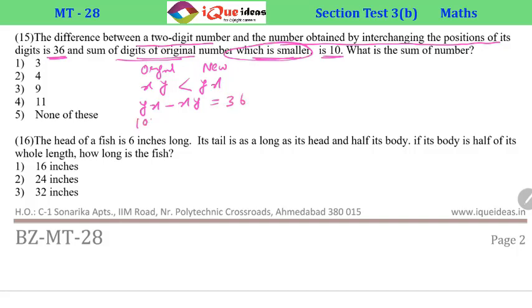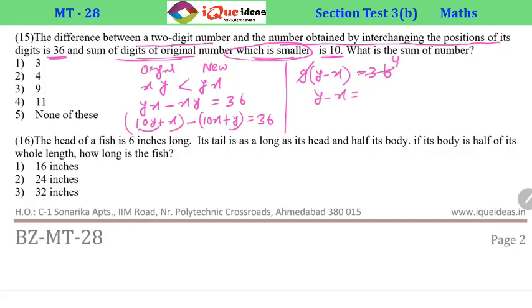Now yx means 10y plus x, right? And xy means 10x plus y. If we subtract it, it gives us 36. Now, if we subtract carefully, 10y plus x minus (10x plus y), it will become 9y minus 9x, and that is equal to 36. Right, 10y minus y, so 9y, and plus x minus 10x, that is minus 9x, so 9 common, 9 times (y minus x). So 9 cancels 36 4 times, so we have y minus x is equal to 4.